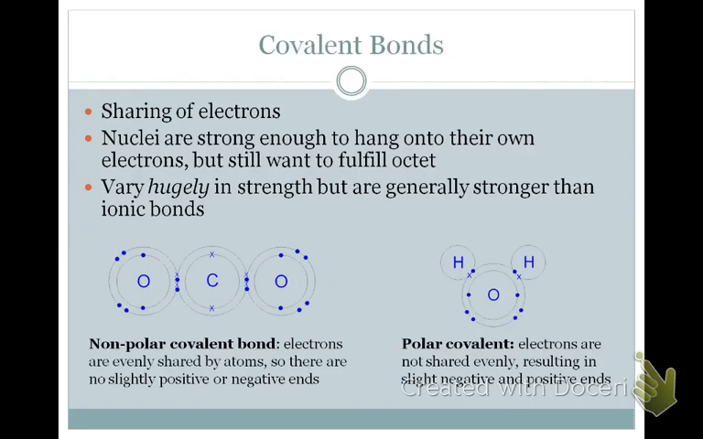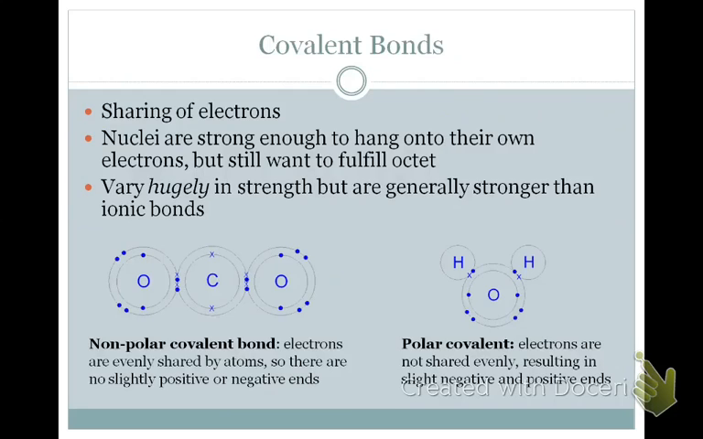The bond we were just looking at with CO2 is a covalent bond. We talked a lot about it sharing electrons, and that's what a covalent bond is. It's when elements, or atoms rather, share electrons. With covalent bonds, the nuclei of the atoms are strong enough that they want to hang on to their own electrons, but they still want to fulfill the octet. They still want 8 electrons in their outer shell.